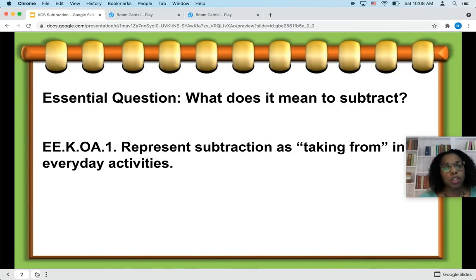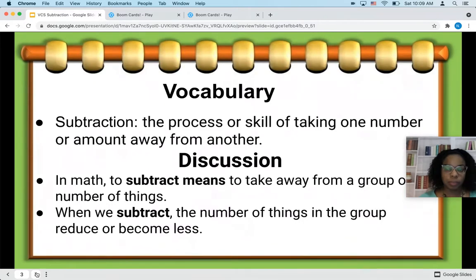Essential question: what does it mean to subtract? The standard: represent subtraction as taking from in everyday activities. Subtraction: the process or skill of taking one number away from another number, the number or the amount.